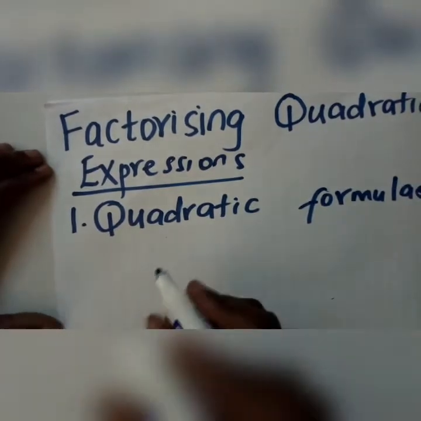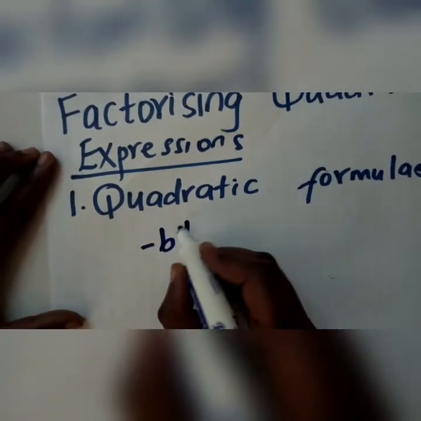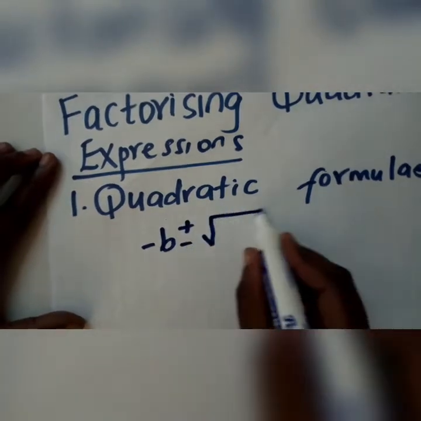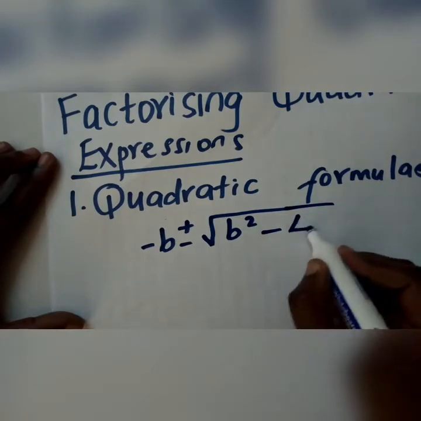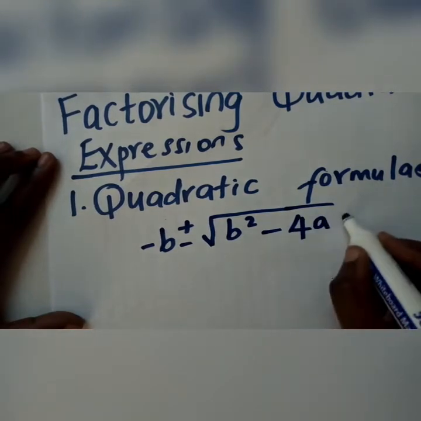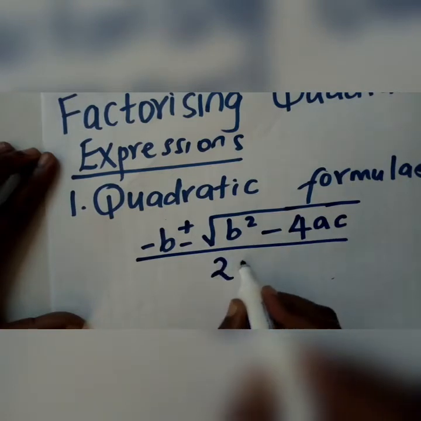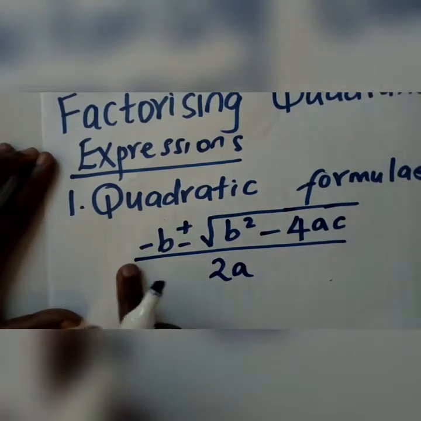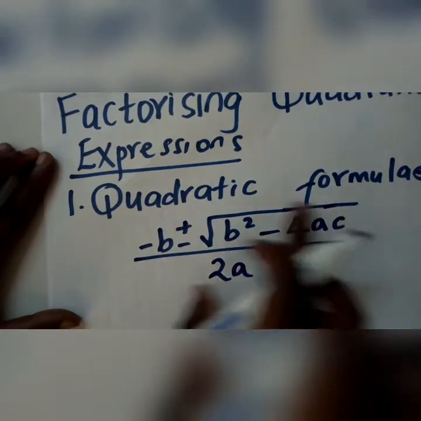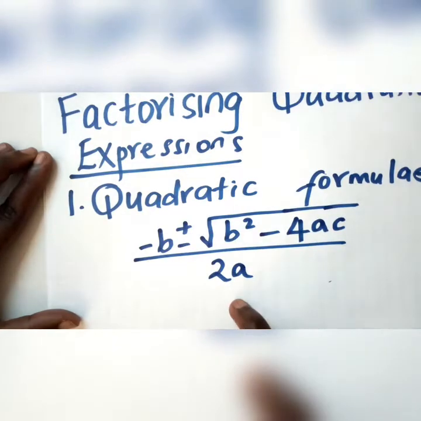The first method you're going to learn is the quadratic formula. So this is the formula we have: x equals minus b plus or minus the square root of b squared minus 4 times a times c, everything over 2a. It's important for you to know this formula, and note that you do everything on top first and then you divide by 2a.